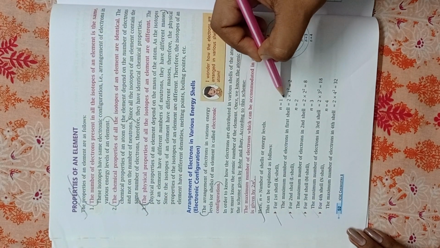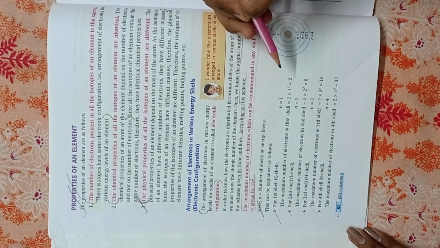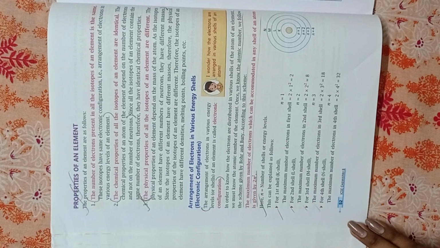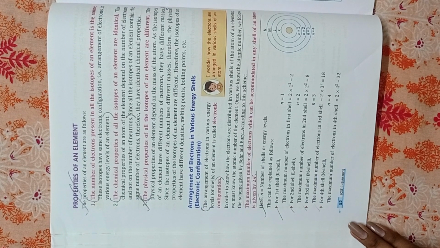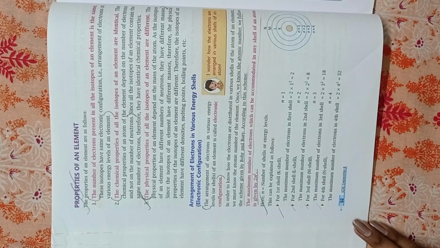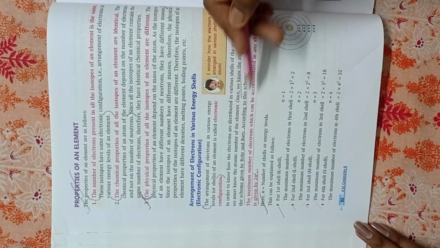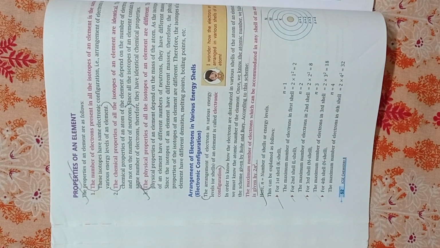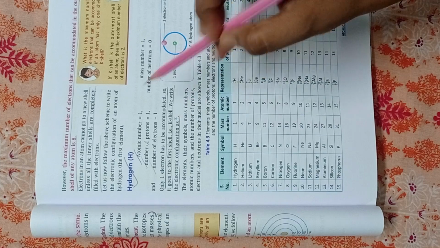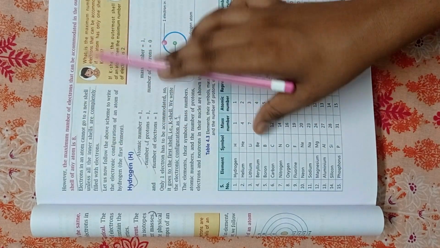If n equals 1, that means 2 into 1 square. If I give n equals 5, that means 2 into 5 square, that means 2 into 25, that is 50. You have to put the formula and you will get your answer. Here you have to just underline this much portion. This is all important for short question, nothing else.